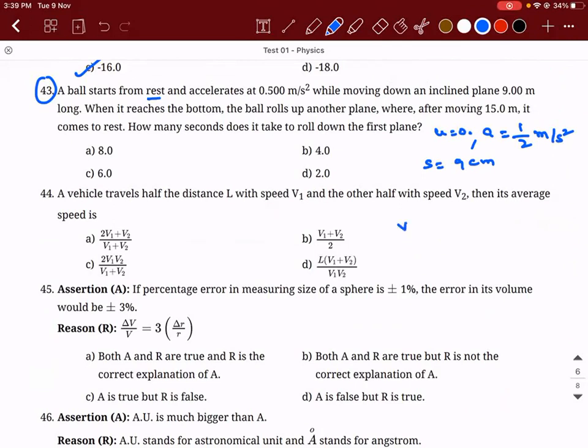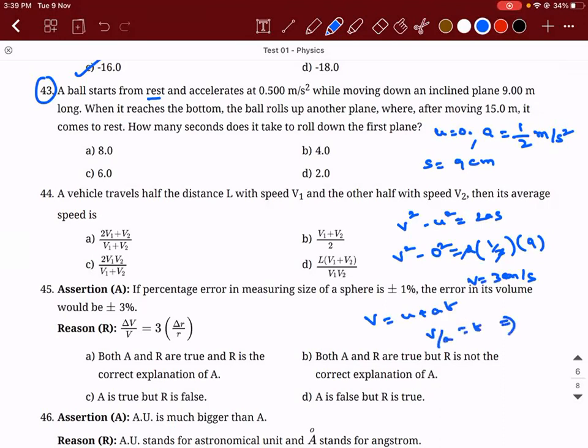So what is the final velocity with which it is reaching the bottom? v square minus u square is equal to 2as. So v square minus u square is v square, 2 into acceleration, which is half, into displacement, which is 9. So v is equal to 3 meter per second, correct? So you'll apply v is equal to u plus at, or v by a is equal to t. So v is 3 divided by acceleration half is equal to t. So it takes a total of 6 seconds to reach the bottom. I hope you're clear, right?